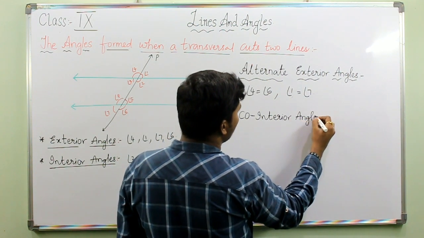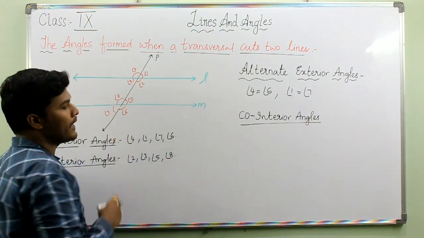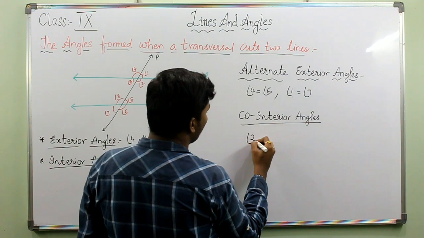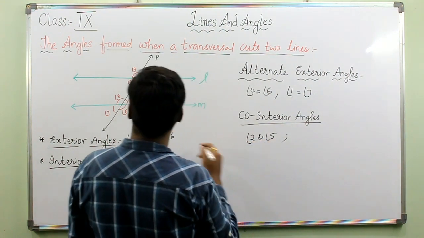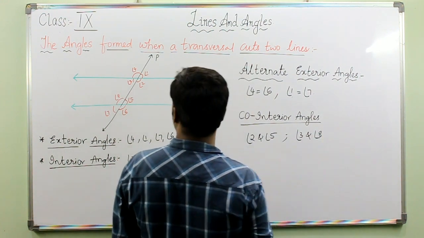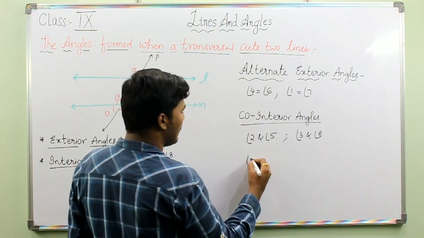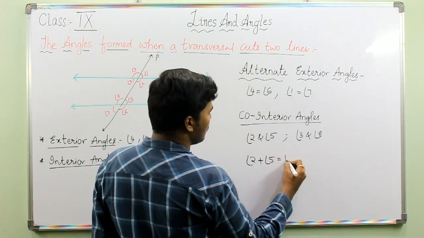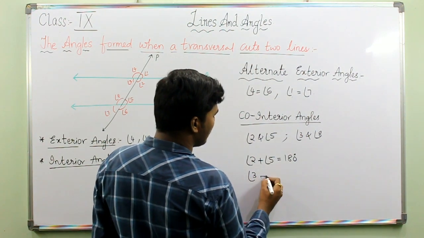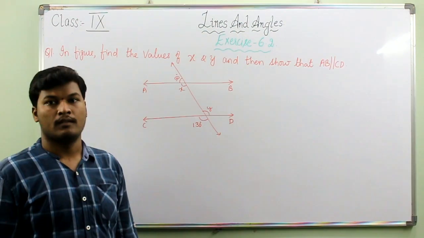Co-interior angles. The angles which are formed on the same side of the transversal are called co-interior angles. So here angle 2 and angle 5 are co-interior angles, as well as angle 3 and angle 8, and the sum of these co-interior angles is 180. Similarly, angle 3 plus angle 8 is also equal to 180 degrees.